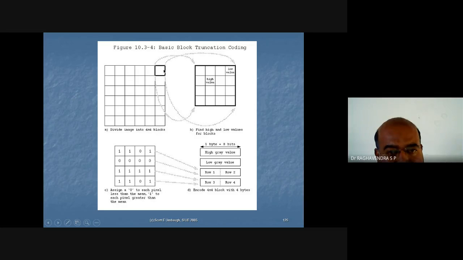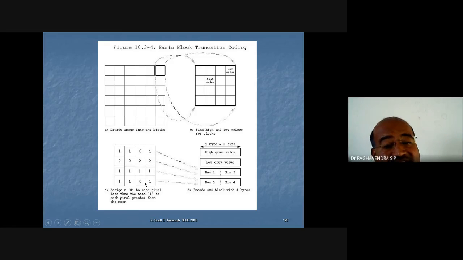Take each block and divide that block into 4 by 4, meaning 4 rows and 4 columns have been divided, and we have to find out the high value and low value. We have to find both of these in each block. For example, this block 1, block 2, block 3, block 4, block 5, block 6. And in each block, you have to find out the high value as well as the low value. Once you have identified the high value and low value, you assign the zeros and ones for it.